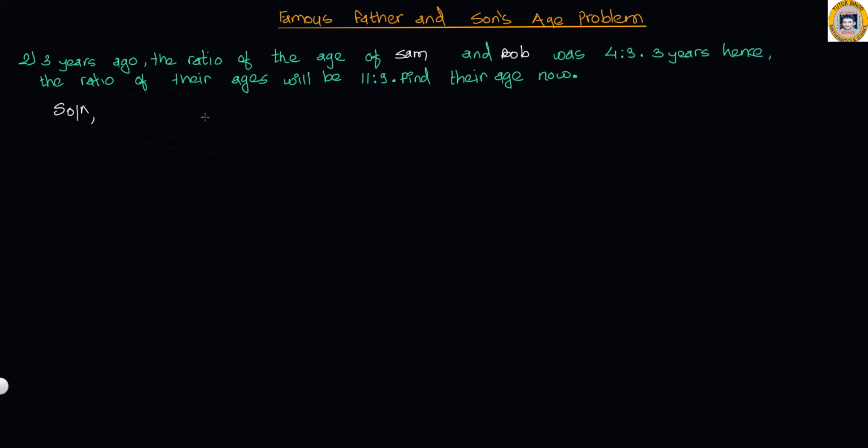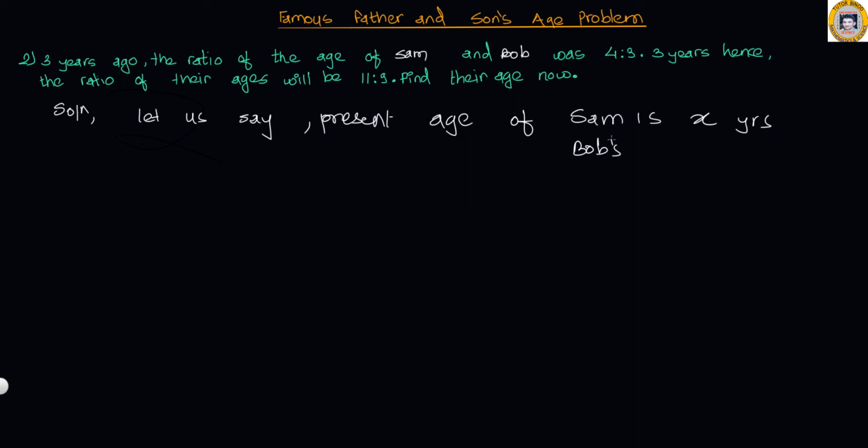So let us assume that the present age of Sam is x years, whereas Bob's age is y years, which is now. But the question says that 3 years ago their ratio is 4:3. Now let us see. So 3 years ago Sam would be x minus 3, 3 years less than now, whereas Bob will be y minus 3.